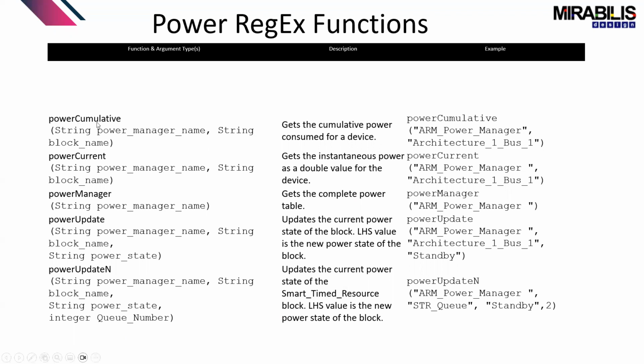We have the power cumulative function, and the power current function, which is going to give us the current power value for the device. The power manager is going to read the power values for all the devices in the model. The power update is used to update the state of the model, and power update n is used to update multiple states of the same device. So if we have multiple levels for the same device, then it can be updated using the power update n regex.